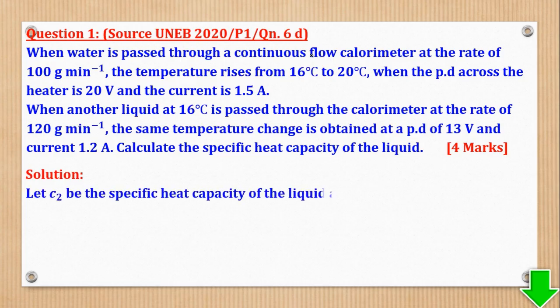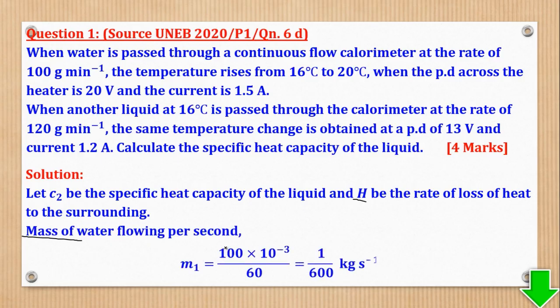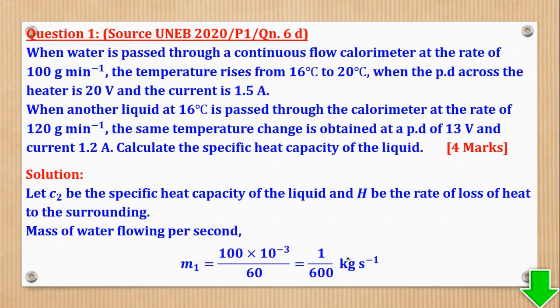So let C2 be the specific heat capacity of the liquid and capital H be the rate of heat loss to the surrounding. Therefore, mass of water flowing per second will be M1, which is mass per minute. Now this mass is in grams. It has to be changed to kilograms. That is why you multiply by 10 to the power -3. Then it is per minute, so you have to change the minute to seconds. And when you simplify this, it will give you 1/600 kilograms per second.